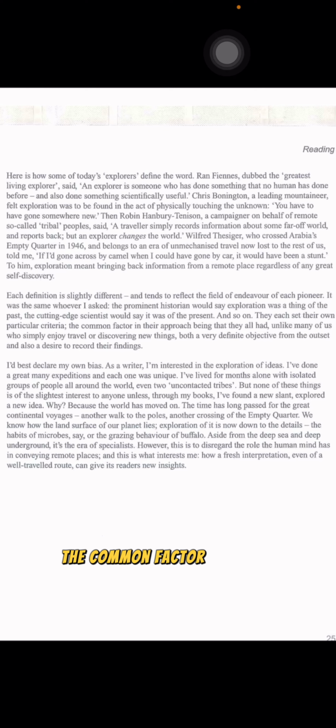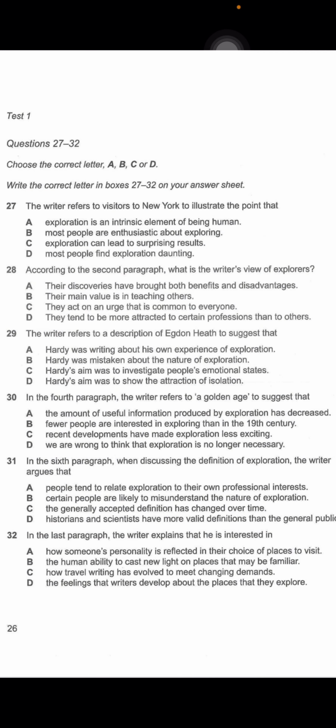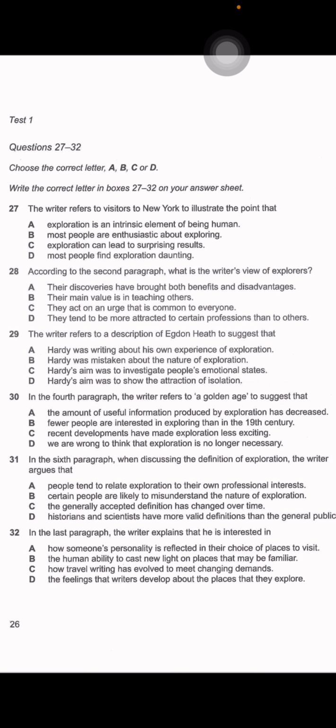exploration. The common factor in their approach being that they all had, unlike many of us who simply enjoy travel or discovering new things, both a very definite objective from the outset and also a desire to record their findings. People tend to relate exploration to their own professional interest. Certain people are likely to misunderstand the nature of exploration. Sorry, this is wrong. The generally accepted definition has changed over time.